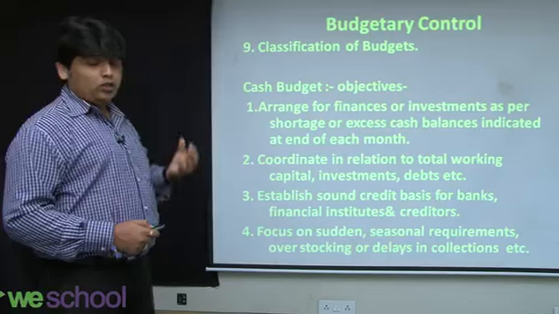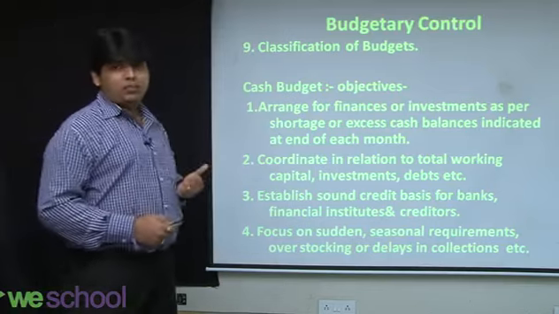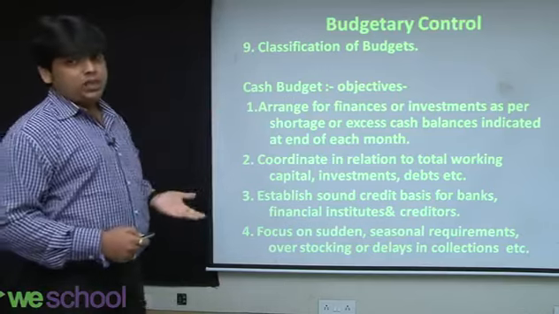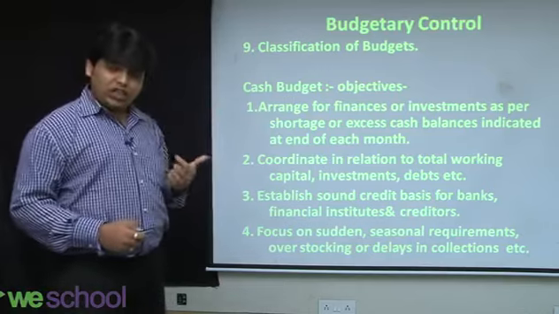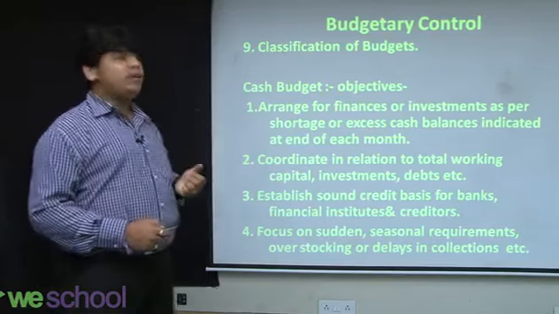All that, because cash budgets are calculated on the basis of delay in the payment from the customers and delay in the payment to the suppliers. All that is taken into consideration, and on that basis we make cash budgets. Out of that we get surplus and deficits.